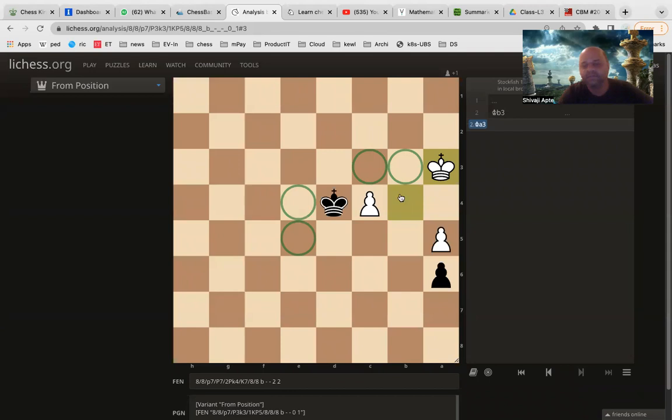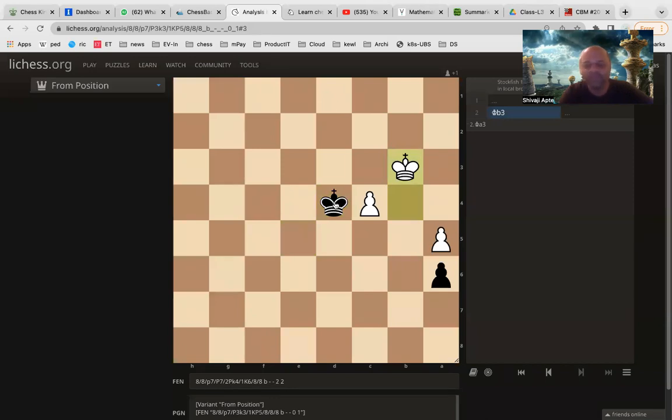So B3, A4, and this one. That's how he came. Actually, he can go like this also. Sorry. I think you cannot go to A3 here because you are losing the pawn. So you have to go to B3.